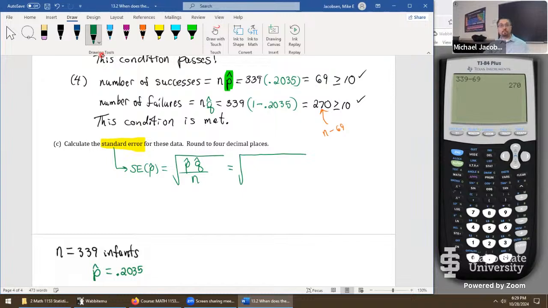And now from this point on, we're just plugging in our information. So in place of p hat, put in 0.2035. In place of q hat, 1 minus 0.2035. Divide the whole thing by the sample size, which was the 339. Okay, I think we are done with this information here. Any questions at all in putting it all together?